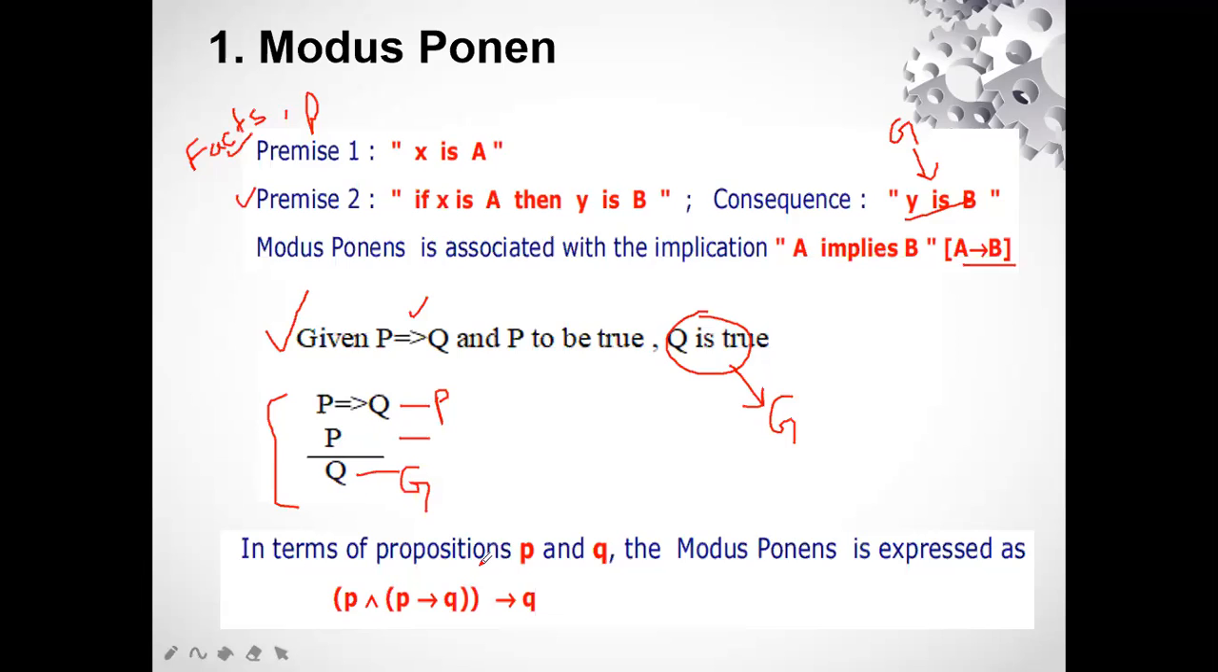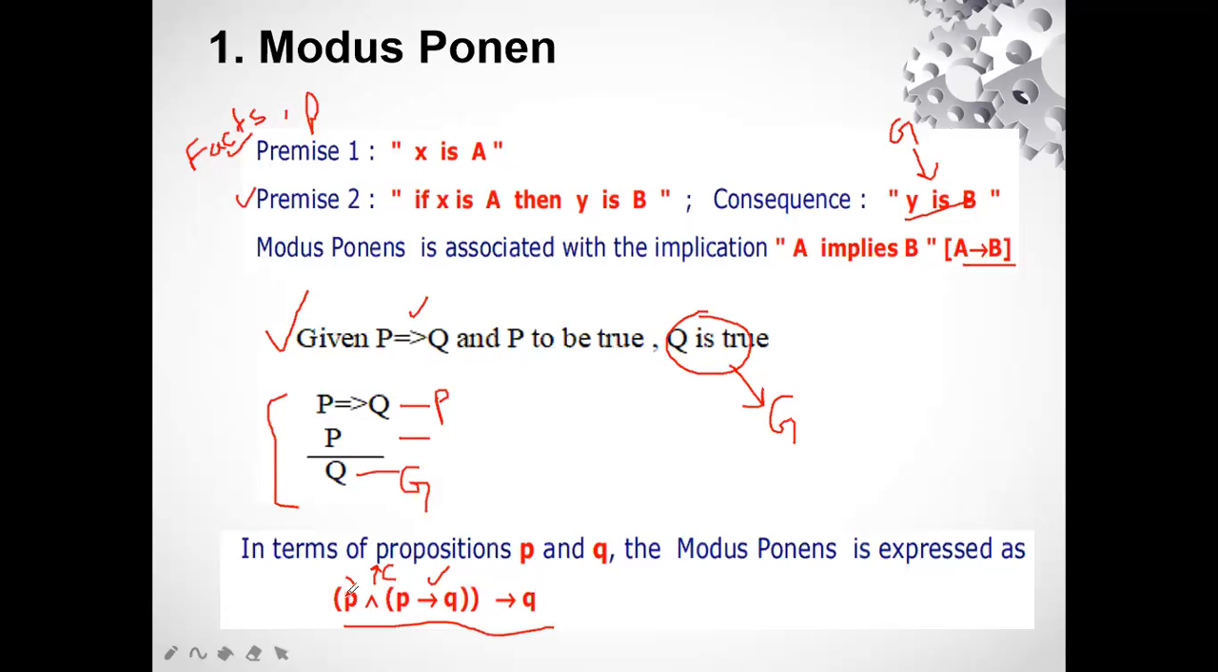So in terms of propositions P and Q, the modus ponens is expressed like this. P implies Q is the first fact. We are conjuncting it with P. This is the sign of conjunction, the AND operation. We are ANDing it with P, so this is the second fact, P.